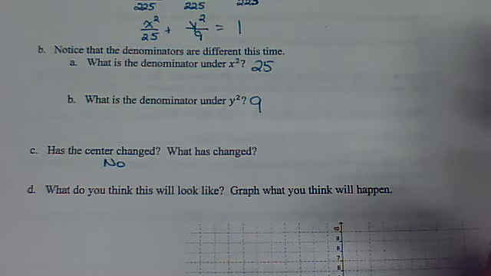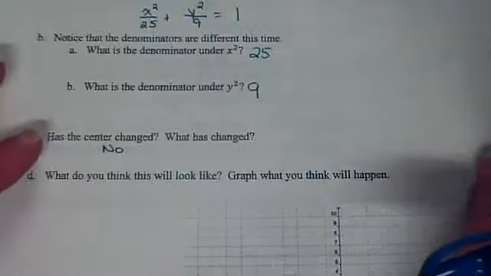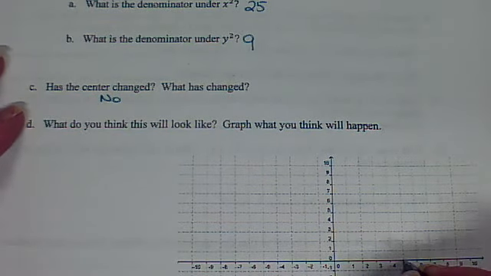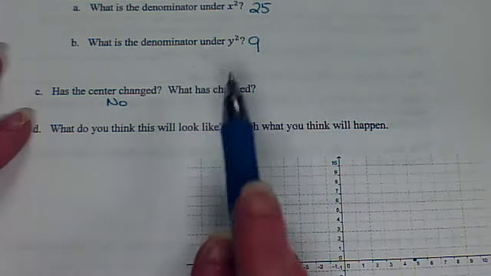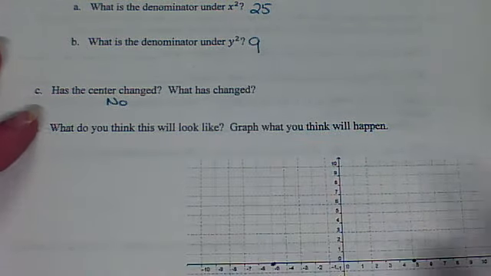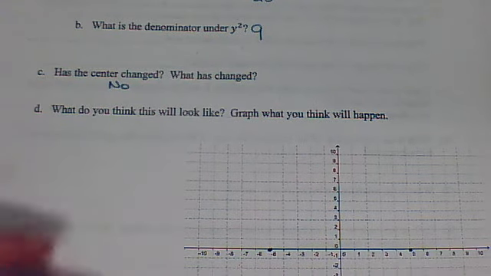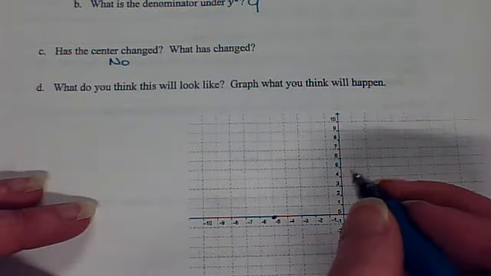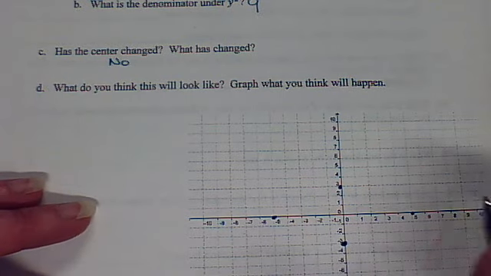And let's think about which side's going to be wider. Now, if both of them had 25, then our radius would be 5, right? Going from the center, we go out 5 in all 4 directions. But since y squared has 9 underneath it, how far do you think we're going to go up and down? You're absolutely right. We would go 3 up and down.